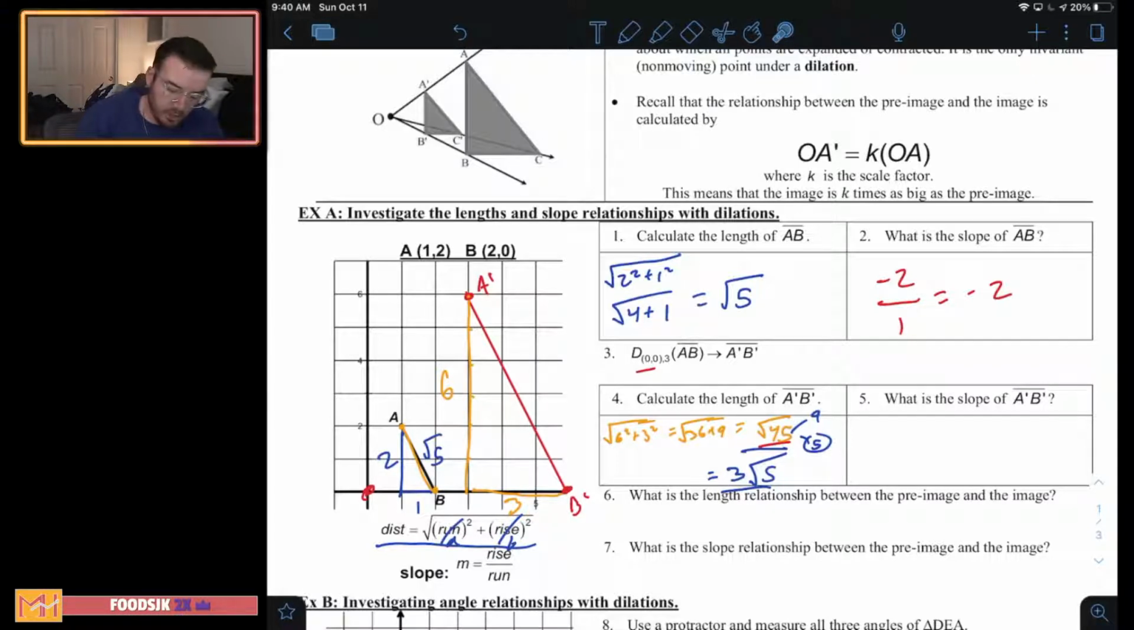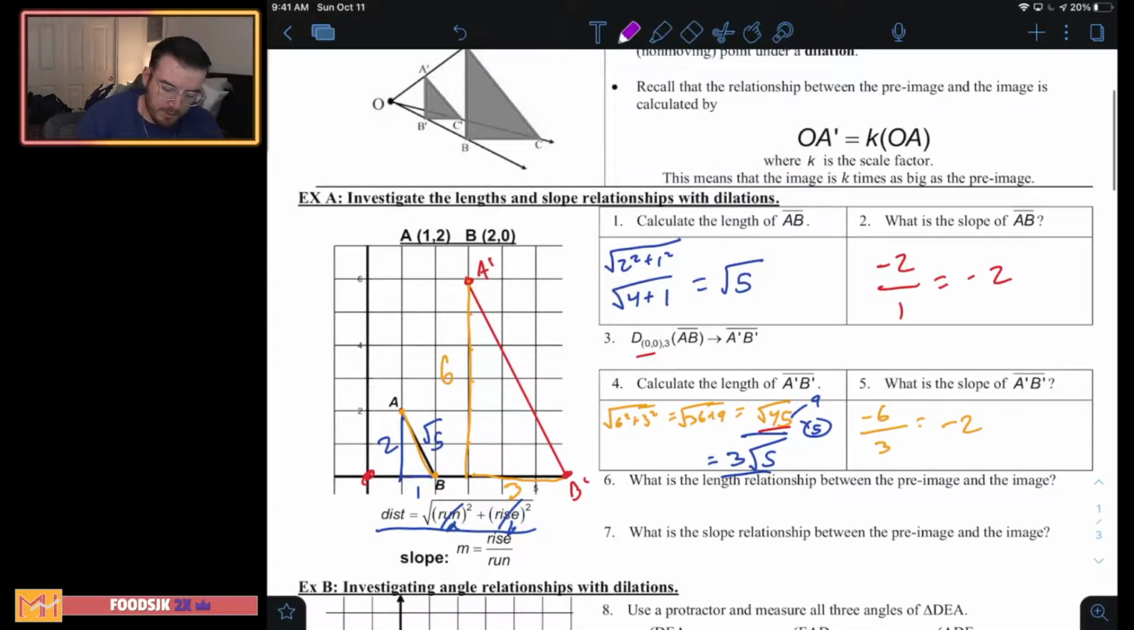So we have just shown that our image is 3 times the length of our pre-image, which makes 100% sense because our scale factor was 3. Now, does the slope change? That's something kind of interesting to look at. Well, how are we getting from A prime to B prime? We're going down 6 to the right 3. So what is the result of that? Down 6 is negative 6 over 3. Rise over run. Well, negative 6 divided by 3 just reduces down to negative 2.